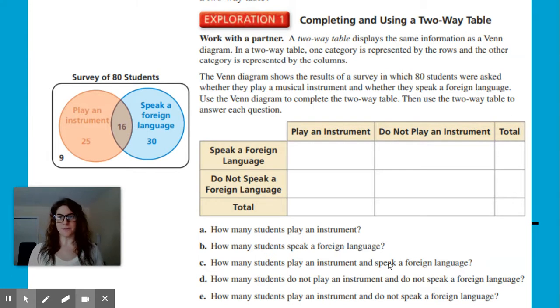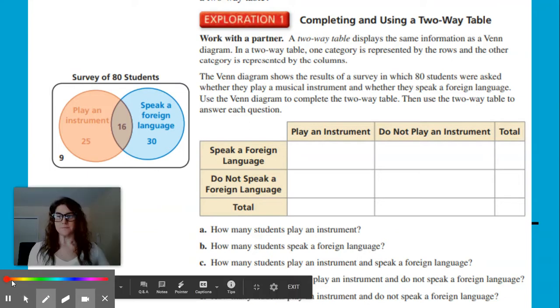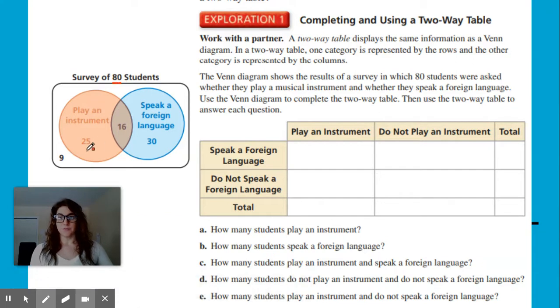So a Venn diagram, if you aren't already aware, is a visual of a bunch of data. In this one, we surveyed 80 students. They tell us that, right? So we have 80 students, and it's broken down. We have 25 students who play an instrument, 30 who speak a foreign language, 16 do both, and then we have this 9 on the outside. The 9 means they do neither of them. They don't play an instrument, and they don't speak a foreign language.